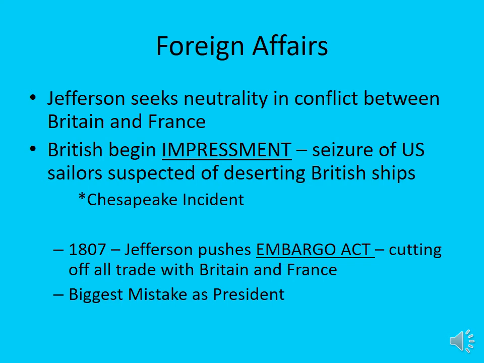In 1807, Thomas Jefferson pushes what is called the Embargo Act, which cut all trade with Britain and France. He did that because of the impressment, and that was his biggest mistake as president. An embargo is a cancel of trade in and out with a country. We have an embargo with Cuba today, all right, where we don't trade with Cuba in or out. Obviously, we do still trade with Britain and France today, so that embargo didn't last very long.